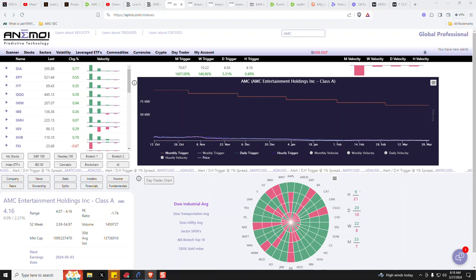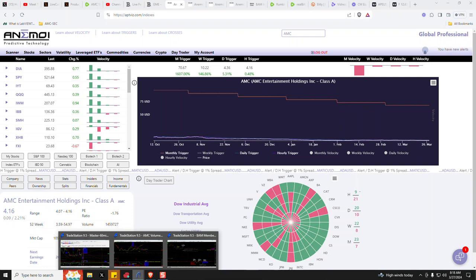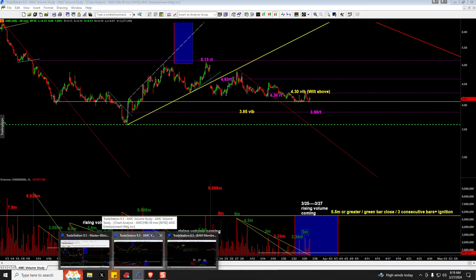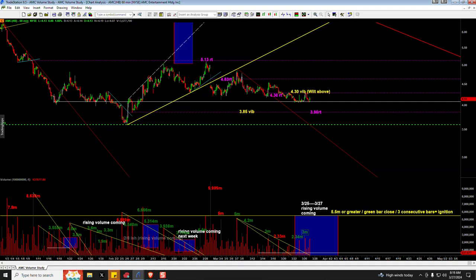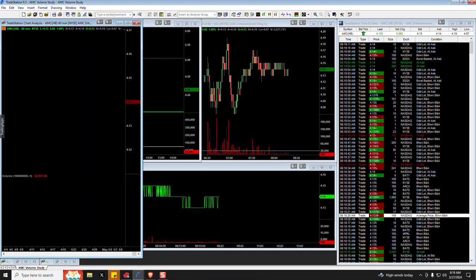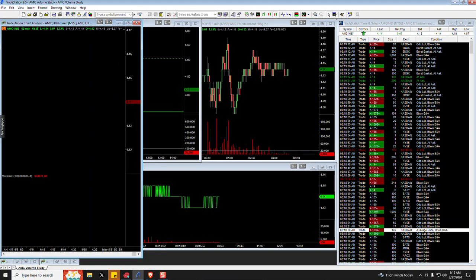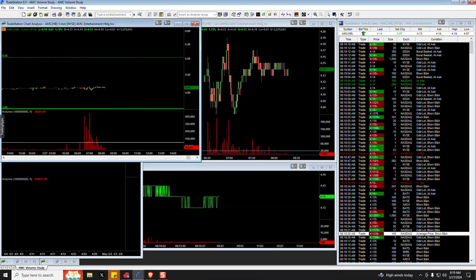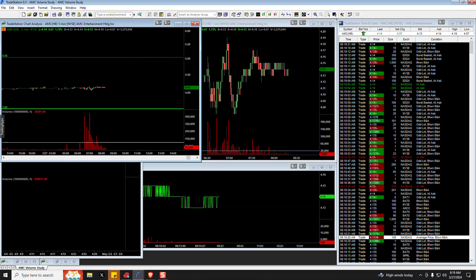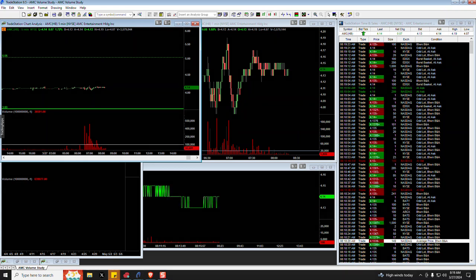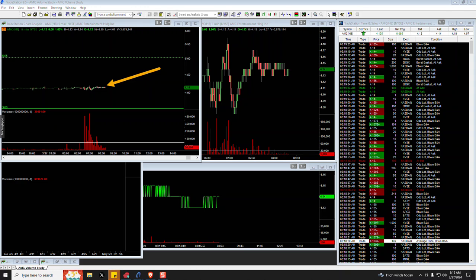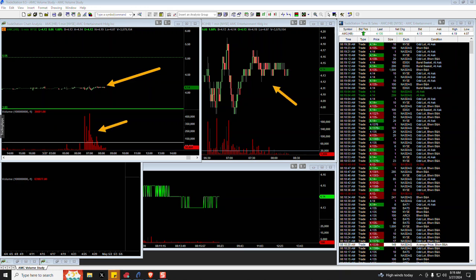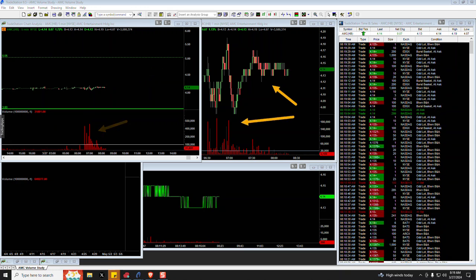I think that's it. Let me see if there's one other thing I was going to show you guys. This is the view of the layout that I've been recording for the past 7 months. All this is the 5-minute bar chart right here on this side, and I track volume. This is the 1-minute bar chart right here, and I'm tracking volume.